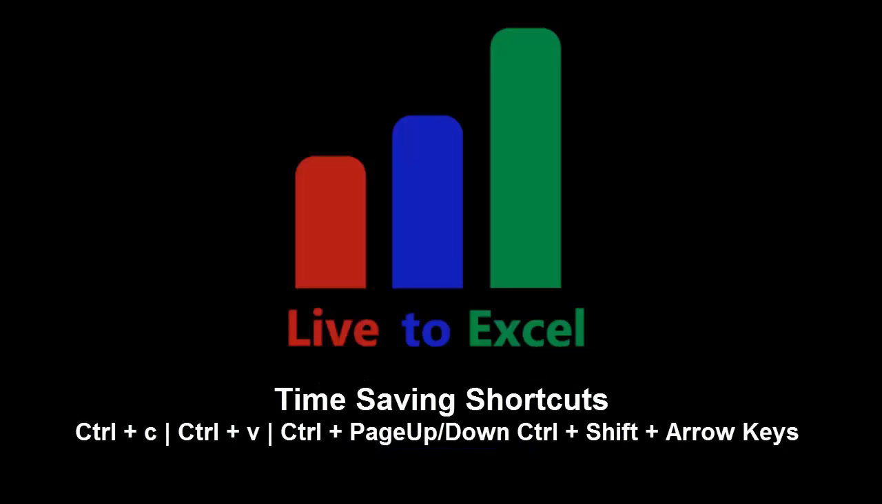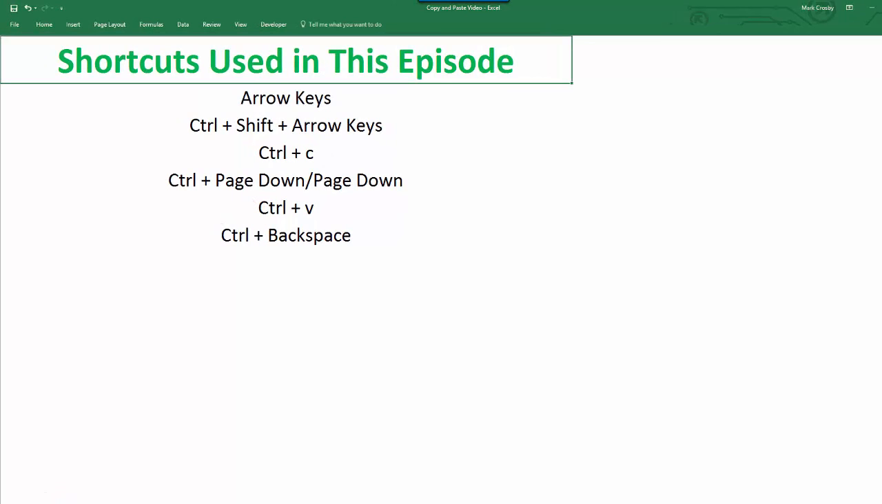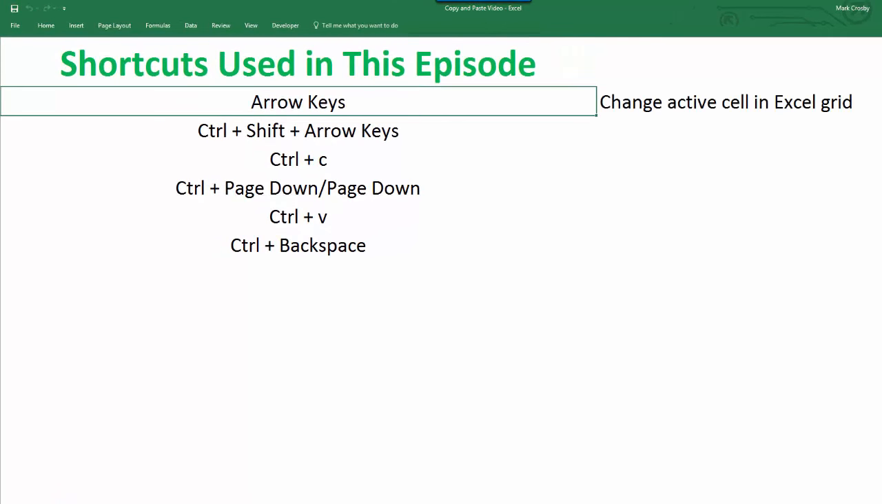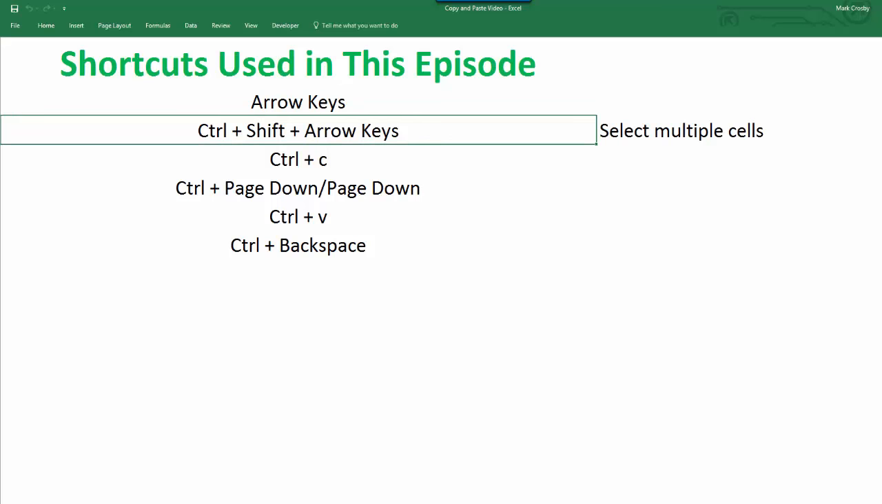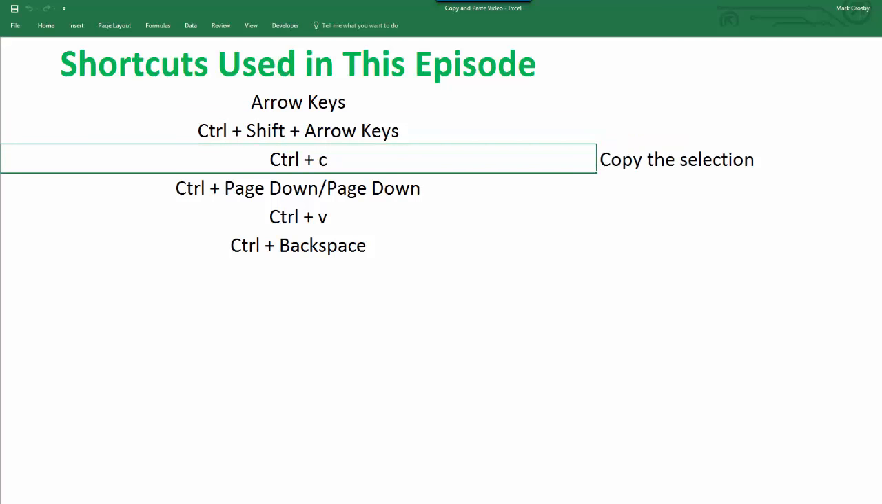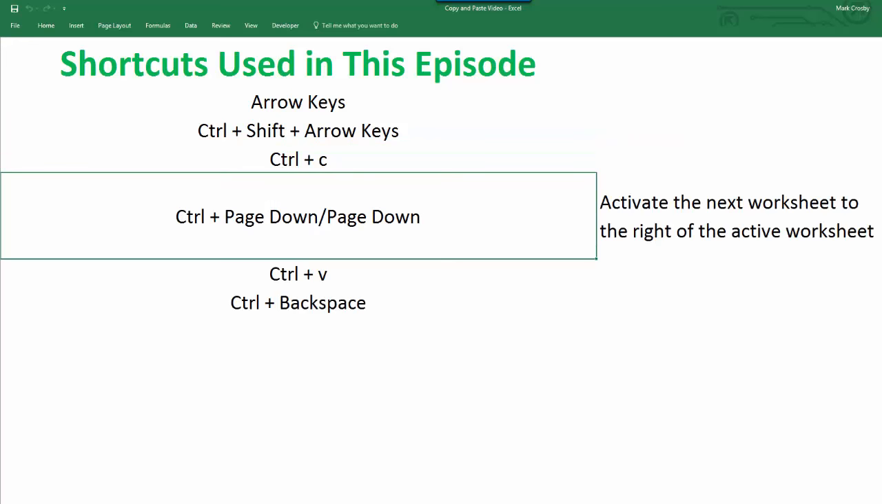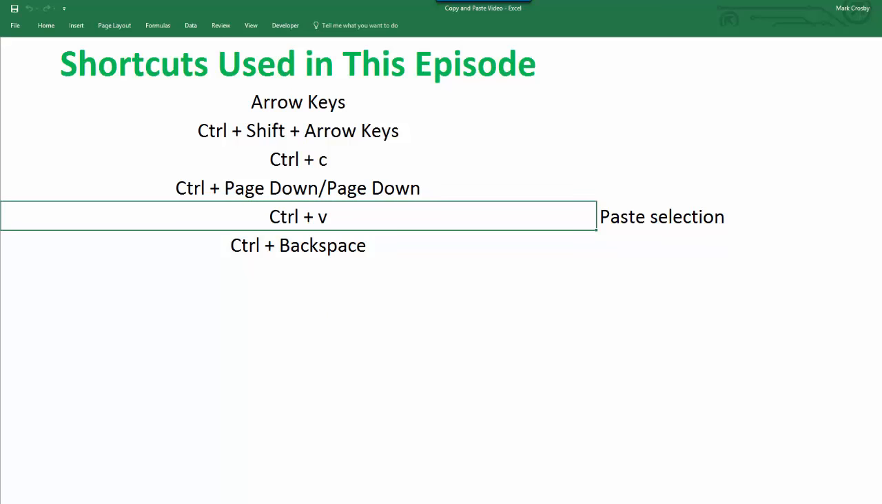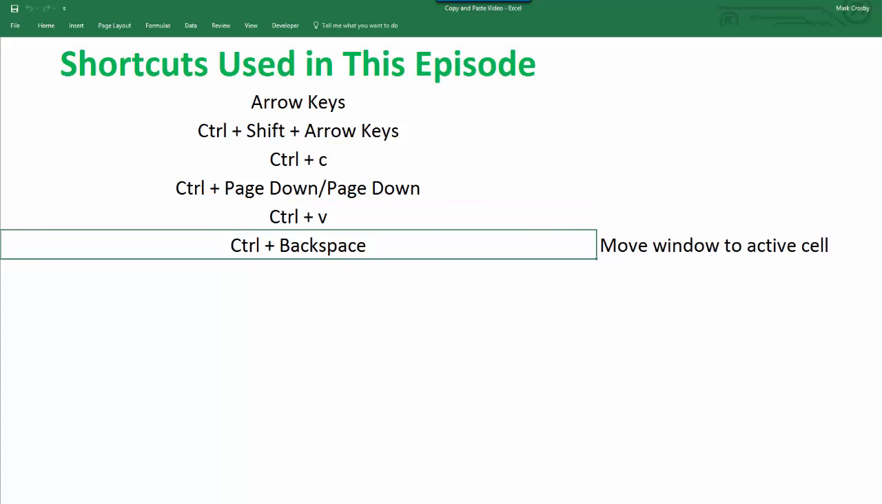In today's episode, we'll take a look at some keyboard shortcuts that will drastically reduce the amount of time it takes to navigate cells and worksheets. The keyboard shortcuts used in this episode include the arrow keys for quick navigation between cells, Control-Shift and the arrow keys to select multiple cells quickly, Control-C for copying the data, Control-Page Up and Page Down for activating the next worksheet to the left or right of the active sheet, Control-V for pasting the data, and Control-Backspace to activate or move the window to the active cell.